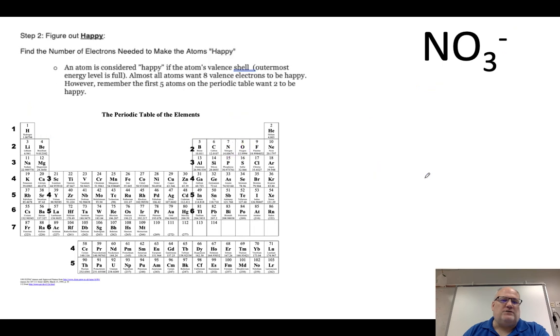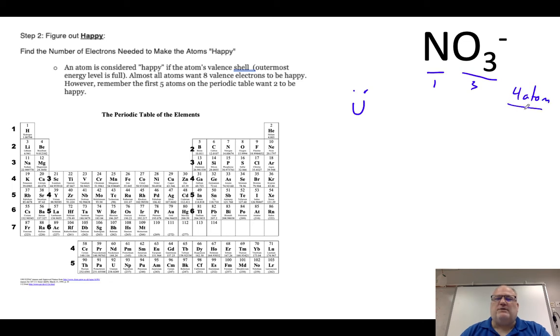So let's move on to my most favorite part, and that is happy electrons. What we're going to do is take a look at each of these atoms. We have 1 here, and aren't there 3 of these atoms over here? So altogether, don't we have 4 atoms, right?